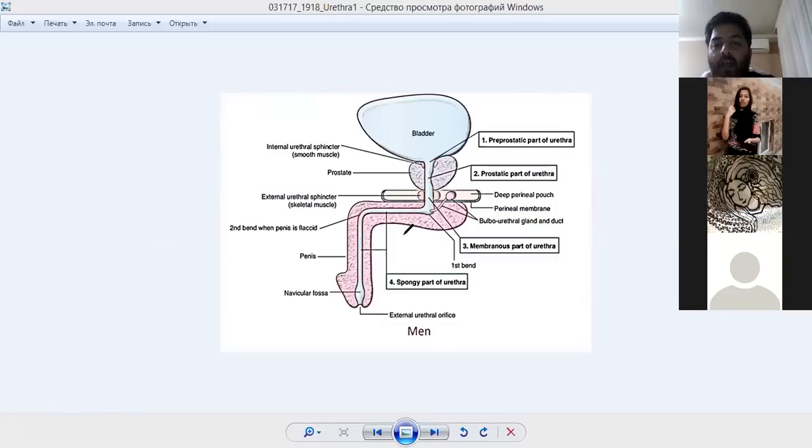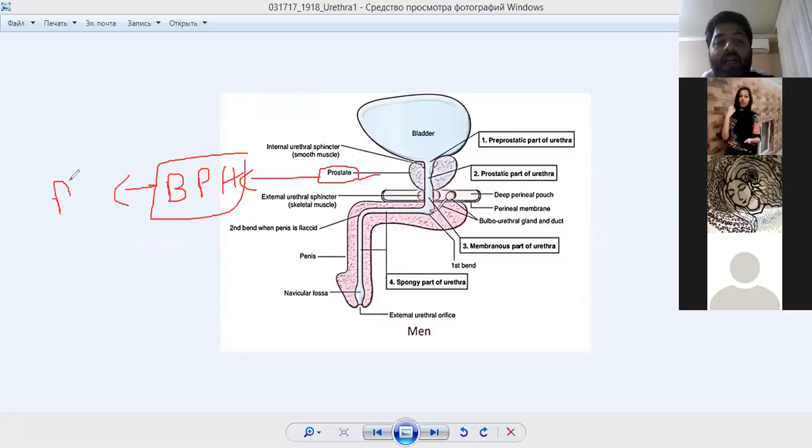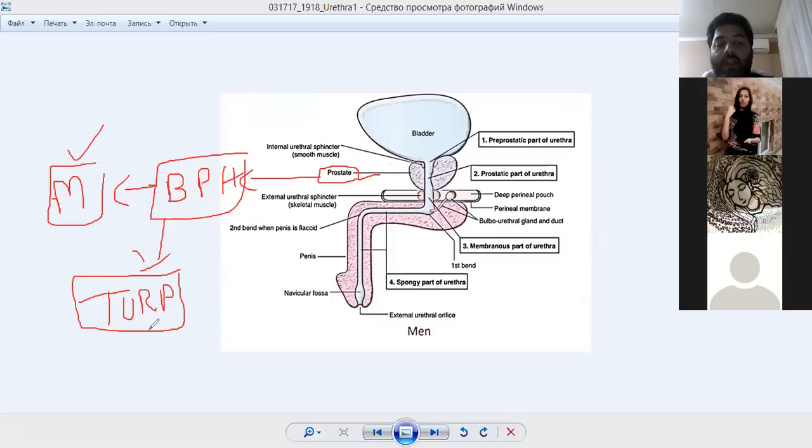Okay. Now see here, sometimes what happens, this prostate gland increases in size. That condition is known as benign prostatic hyperplasia. And it is mainly involving the median lobe. For this, we will go for a procedure known as TURP, transurethral resection of the prostate gland.